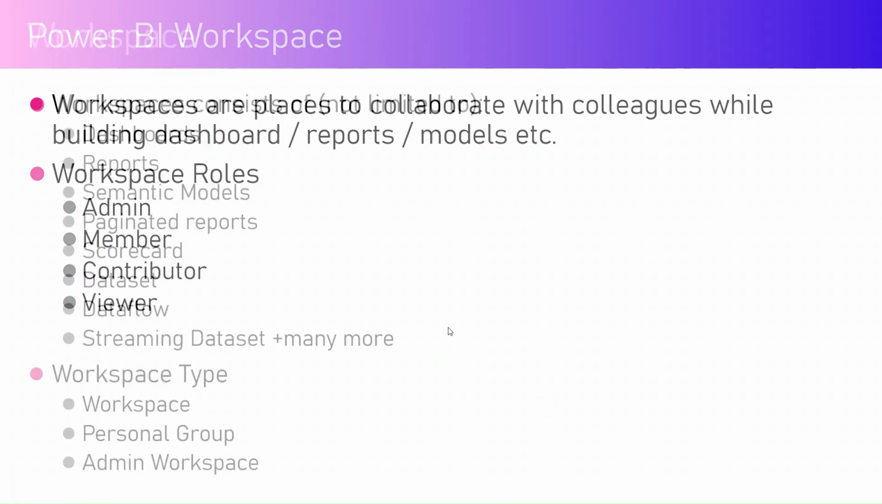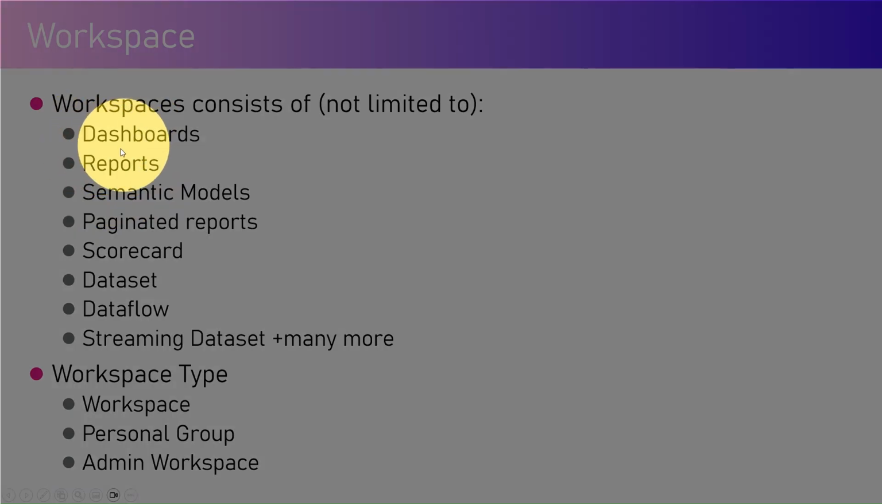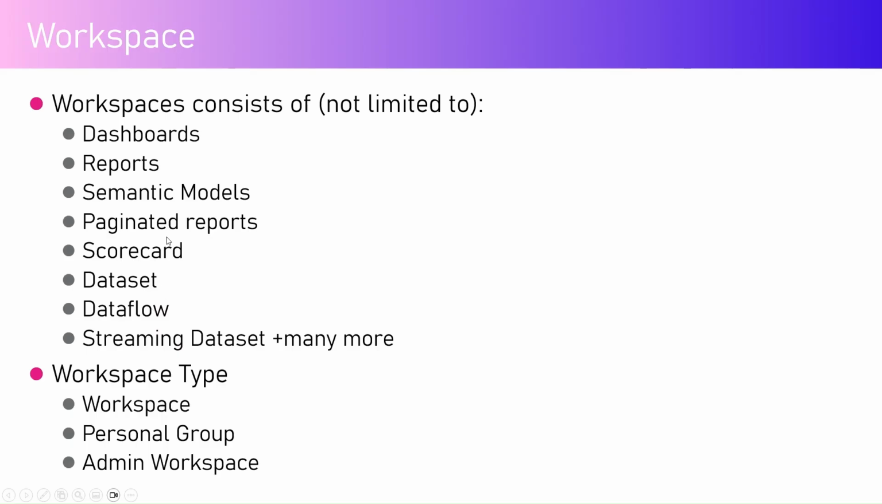Now, from a workspace perspective, what all things can a workspace contain? These are some of the items which I have just listed. It contains dashboards, reports, semantic models, paginated reports, Scorecard, Dataset, Dataflow, streaming dataset, plus many more things. The list is limited here, but there are other things which you can house within the workspace.